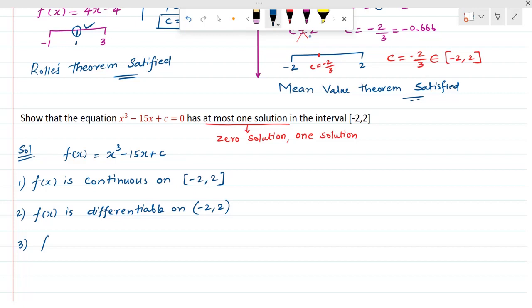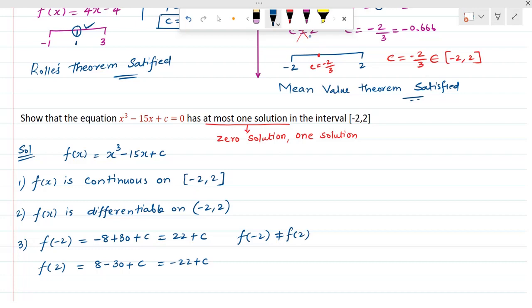Okay. Number three, I have to check here f of minus 2 and f of plus 2. What is f of minus 2? If I substitute minus 2, it becomes minus 8, plus 30, plus c, which in turn implies 22 plus c. Whereas if I substitute 2, it is 8 minus 30 plus c, which is equal to minus 22 plus c. Therefore, we say f of minus 2 is not equal to f of plus 2. So here Rolle's theorem is not satisfied, failed. Let us continue this one.